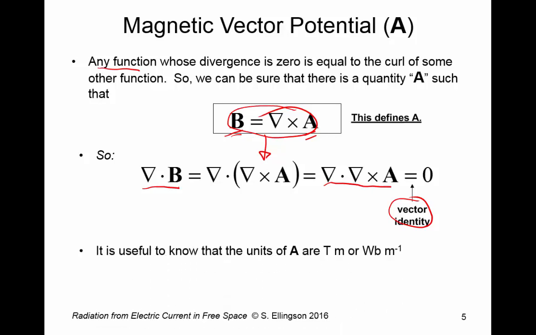It's useful to know that the units of the magnetic vector potential can be written as Teslas times meters, or as Webers per meter. So some people think of this as being a magnetic moment or magnetic torque, or you can think of it as magnetic flux per unit length. For our purposes, magnetic vector potential is simply a mathematical device, a tool, that allows us to solve Maxwell's equations.